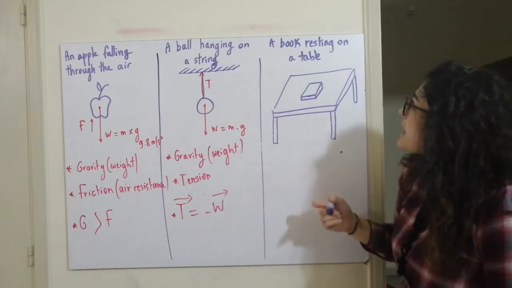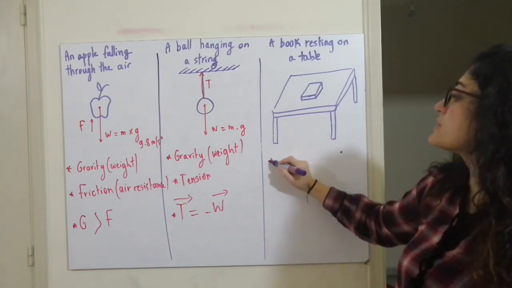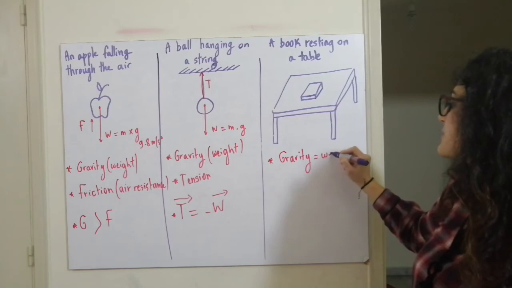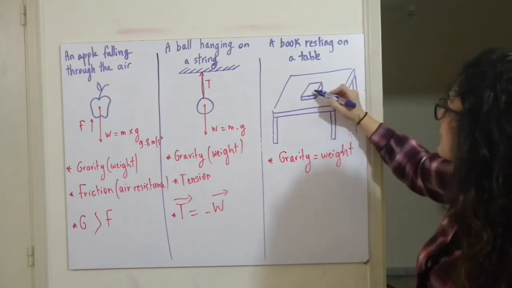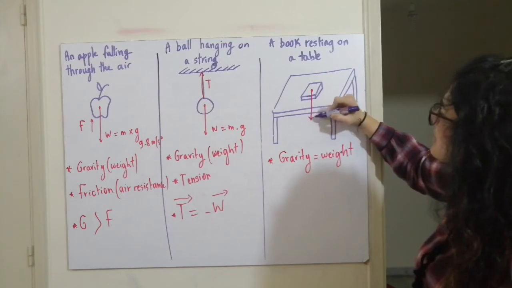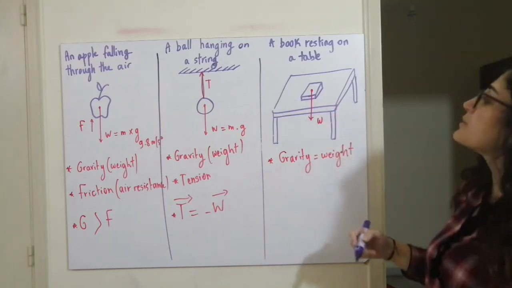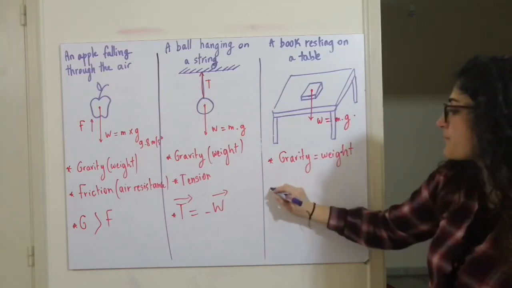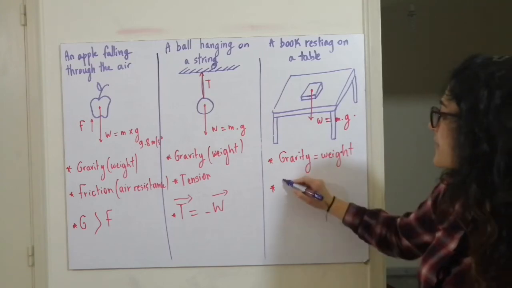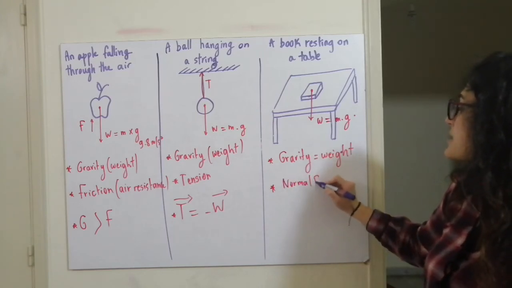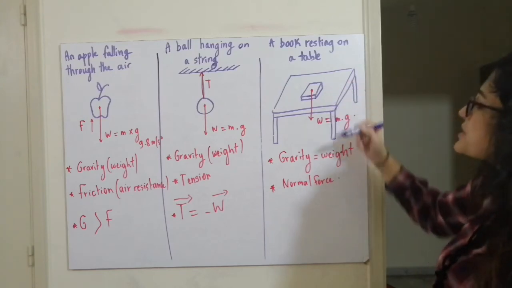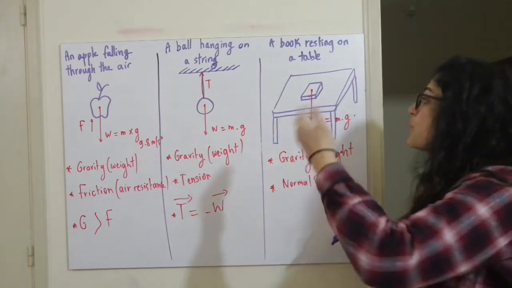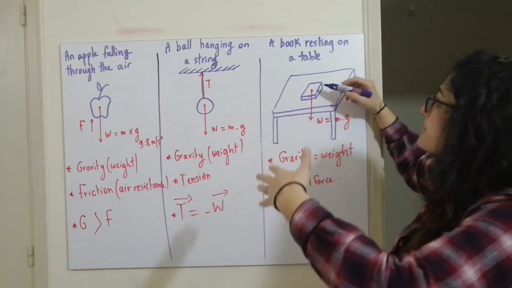In the final situation, I have a book resting on a table. The two forces acting on the book are gravity, which is the weight of the book, the center of gravity, the weight is the force always vertically going downward, it's equal to m times g. And we also have normal force. Normal force, it's the force that exists between any object and a surface. So just because the book is resting on the surface of the table, we have a force the table is applying on the book.